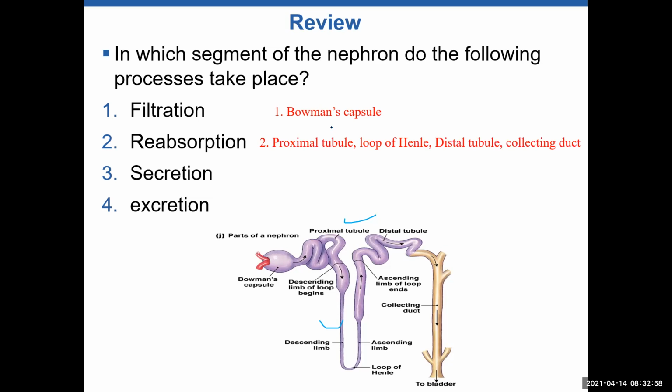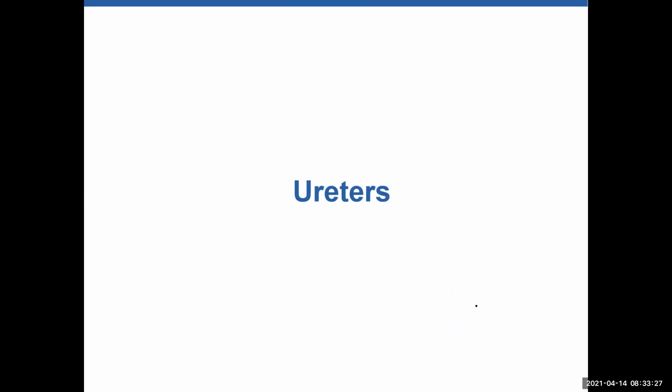Secretion. If you remember, I told you secretion will not take place where? In the loop of Henle. It will take place only in the proximal and distal tubules and the collecting duct. And excretion means the urine has to go out now. It takes place in the collecting duct. So this is the excretion. That was about the physiology of urine formation.